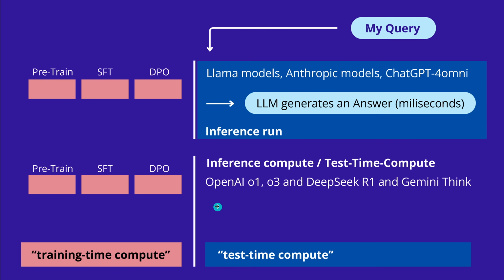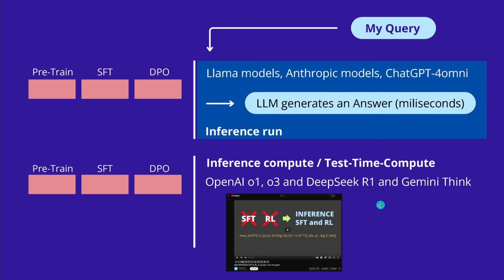But if I have a really complex query, now in the second kind of LLM with the inference compute, I can give the model time to think about my query, learn something new. And it is not just a RAG system that retrieves from a database. No, we are going a next step level. Because what we're going to do now is an inference supervised fine-tuning and an inference reinforcement learning happening in this phase.